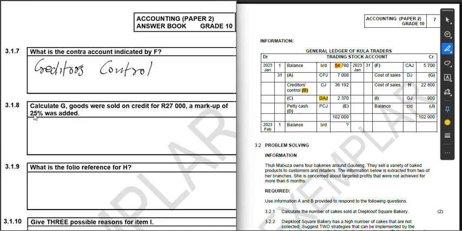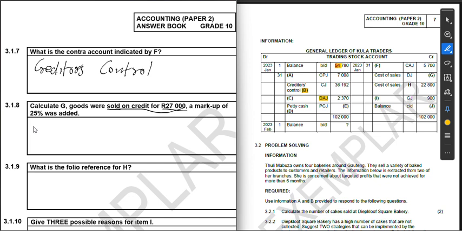A markup of 25% was added. So if they were sold on credit, that means this is going to affect our debtors control. But how much were they sold for? They were sold for that. So we know that this, if it's the selling price, already has the markup. So in this case, our cost price will be 100, our markup will be 25, and our selling price will be 125.